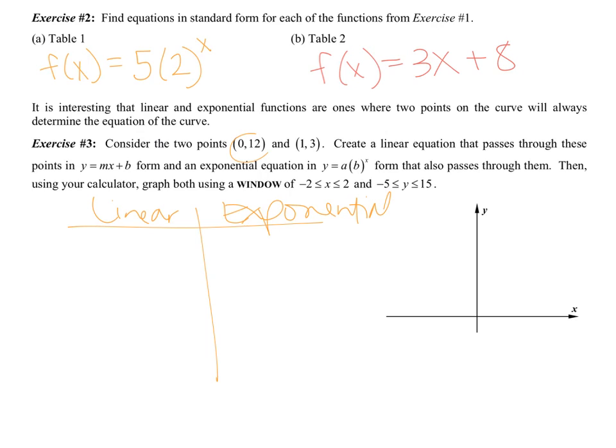One thing we know is the y-intercept. So we know that so far our y-intercept is 12. So it's the other part that we don't know. So if this is linear and it's going up by the same amount each time, when x increased by 1, from 0 to 1, y decreased by 9. So negative 9x plus 12.